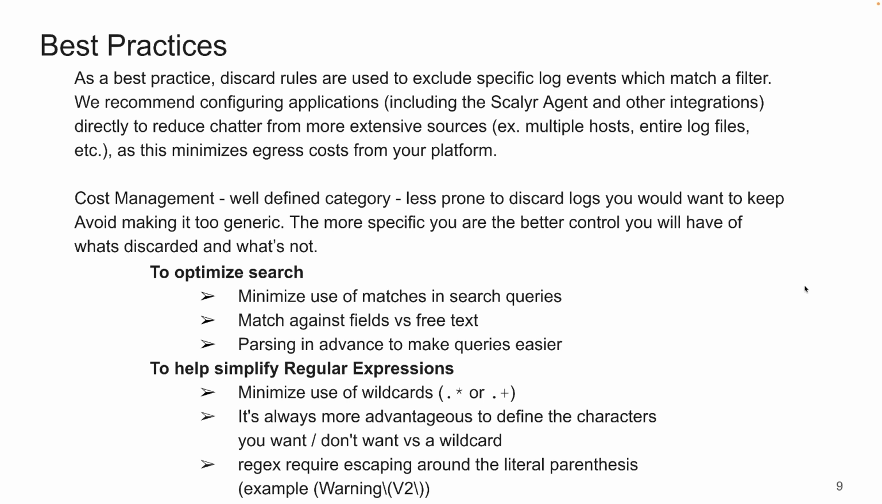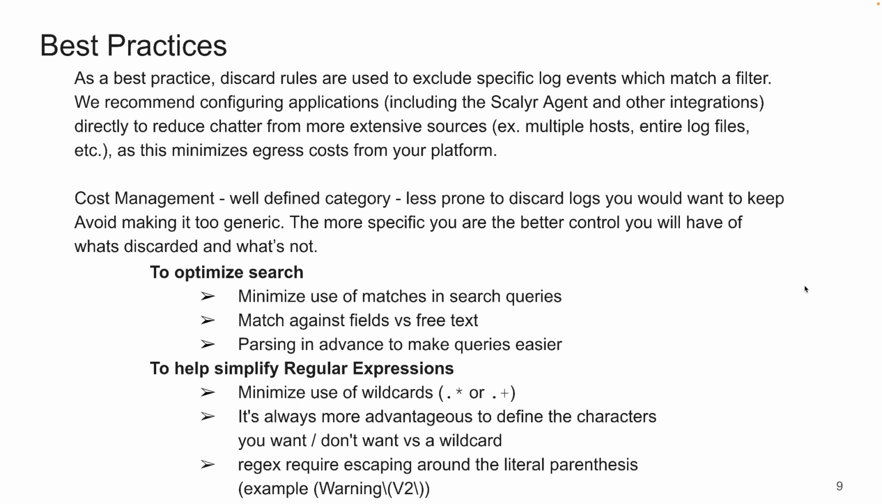Now, a few best practices here. As a best practice, discard rules are used to exclude specific log events which match a filter. We recommend configuring applications, including the Scalyr agent and other integrations, directly to reduce chatter from more extensive sources, for example, things like multiple hosts or entire log files, as this will minimize the egress costs from your platform. If you are using the cost management tool, a well-defined category will be less prone to discarding logs that you want to keep. You also want to avoid making it too generic. The more specific you are, the better control you'll have of what's discarded and what's not.